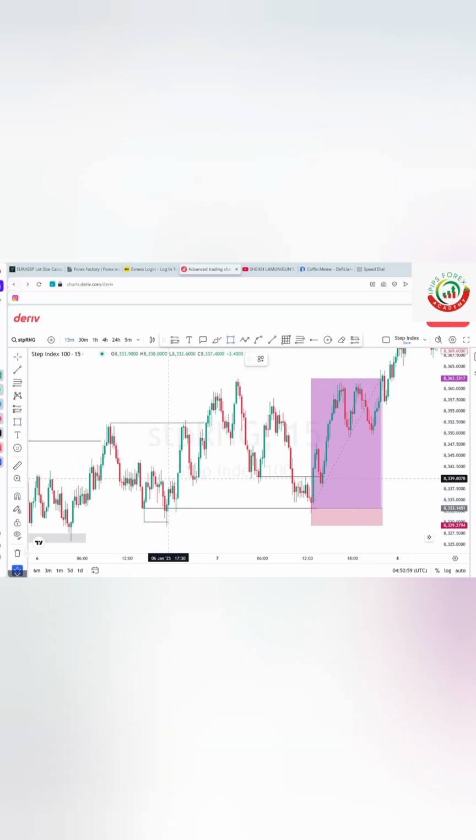Now, as an SMC trader, if stuff like this, you would want to use this as your entry, and your stop loss will want to be somewhere here. The stop loss will want to be somewhere around here.